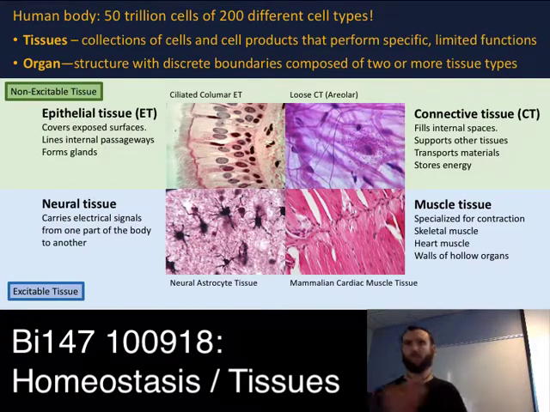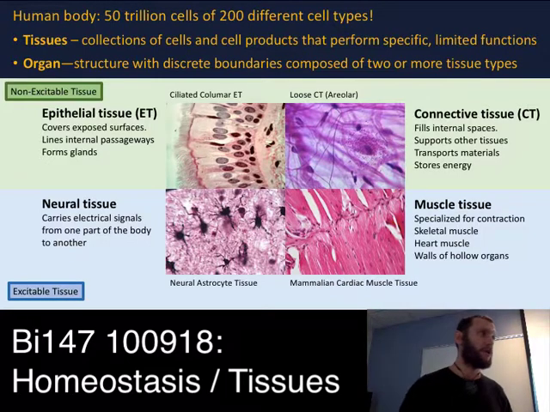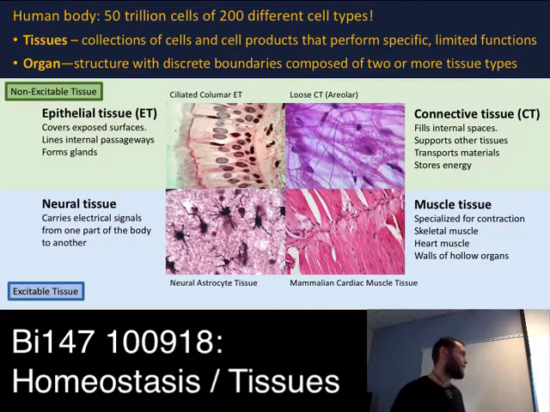There is supportive connective tissue, which we will talk about. There's two types, bone and cartilage. There is fluid connective tissue. This is basically blood and white blood cells. And connective tissue can also be adipose tissue that stores energy in the form of fat. So that's connective tissue. And we'll talk about that only as it applies to what we're doing here.